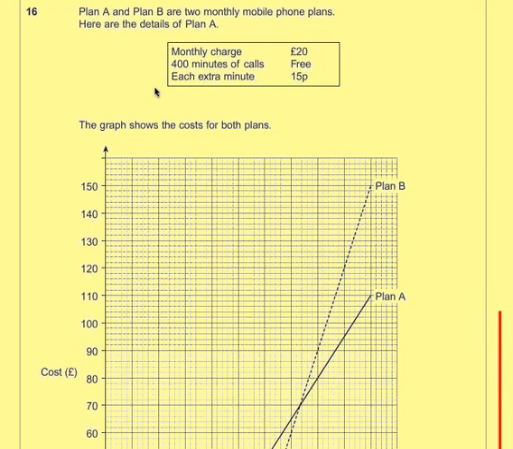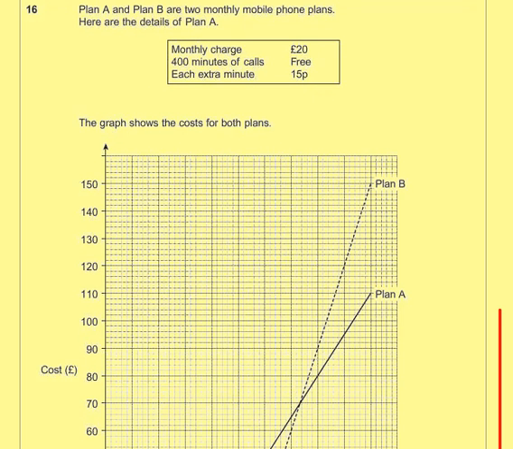Question 16. Plan A and Plan B are two monthly mobile phone plans. Here are the details of Plan A. The monthly charge is £20, they get 400 minutes of calls free, and each extra minute is worth 15 pence. The graph shows the cost for both plans.